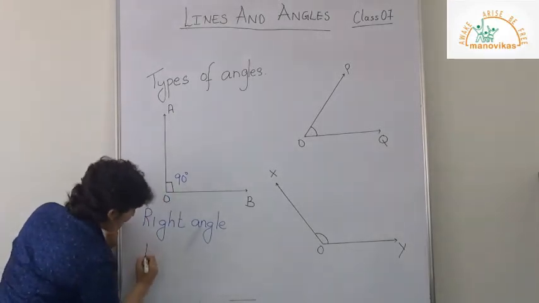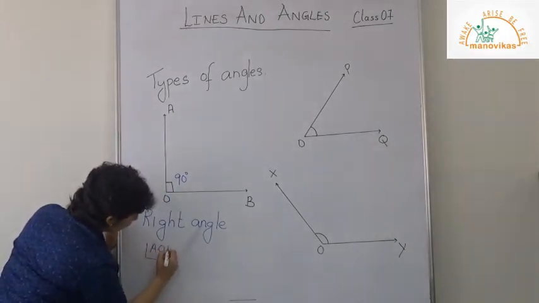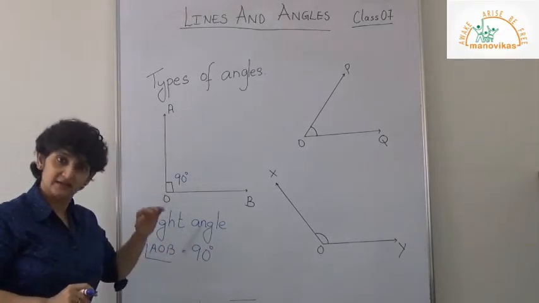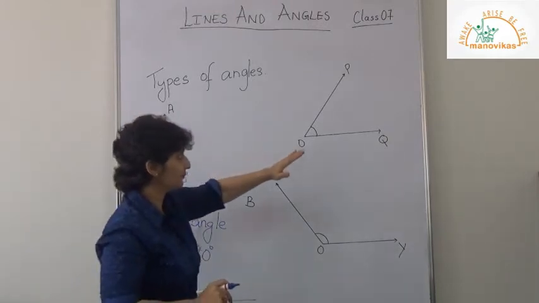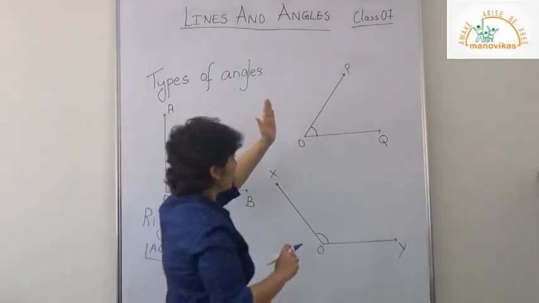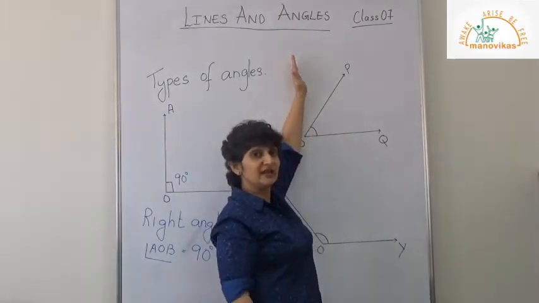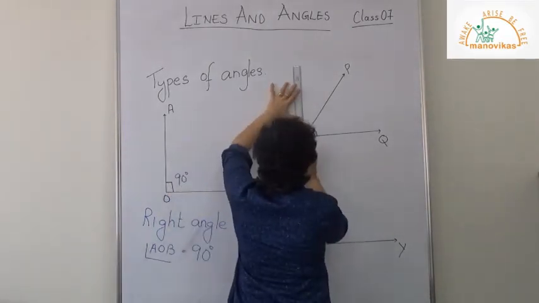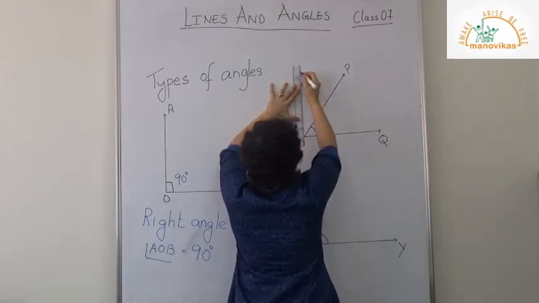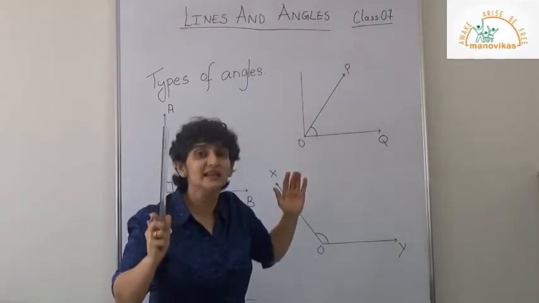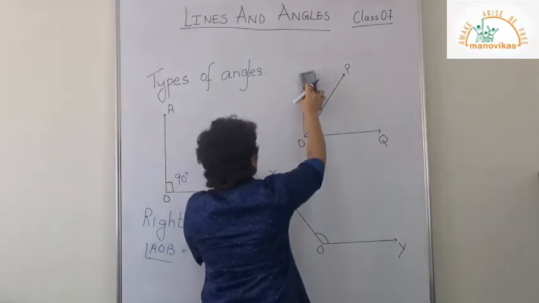So what would I write? Angle AOB is equal to 90 degrees. Clear? Now similarly here, when you look at this, you know what kind of angle it is. See, if it was straight, children, this would have been 90, correct? Now if I have a line here, this is your 90 degrees, correct? Now this is less than 90 degrees.